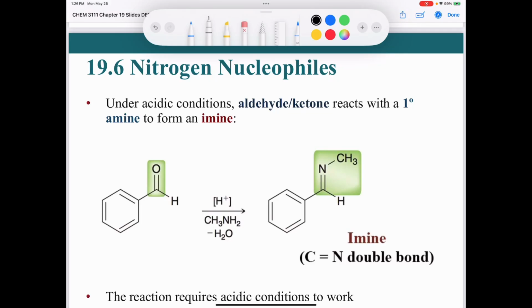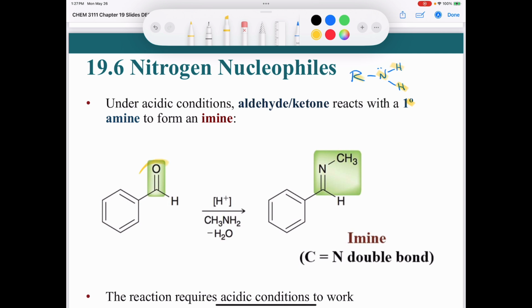All right, let's turn our attention to nitrogen nucleophiles. Under acidic conditions, aldehydes and ketones react with primary amines to form what's called an imine. I just want to remind you that a primary amine is when we have an R attached to our nitrogen, and then we have two hydrogens. So again, a primary amine has two hydrogens attached and an R group.